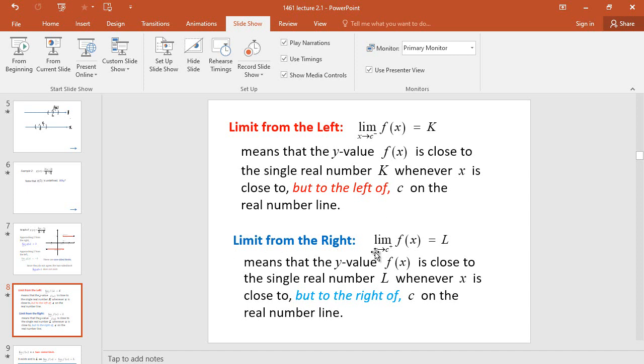And the right-hand limit, the limit as x goes to c from the right side of f of x is equal to the number L, means that the value of the function gets closer and closer to L as x gets closer and closer to c from the right side of c on the number line.